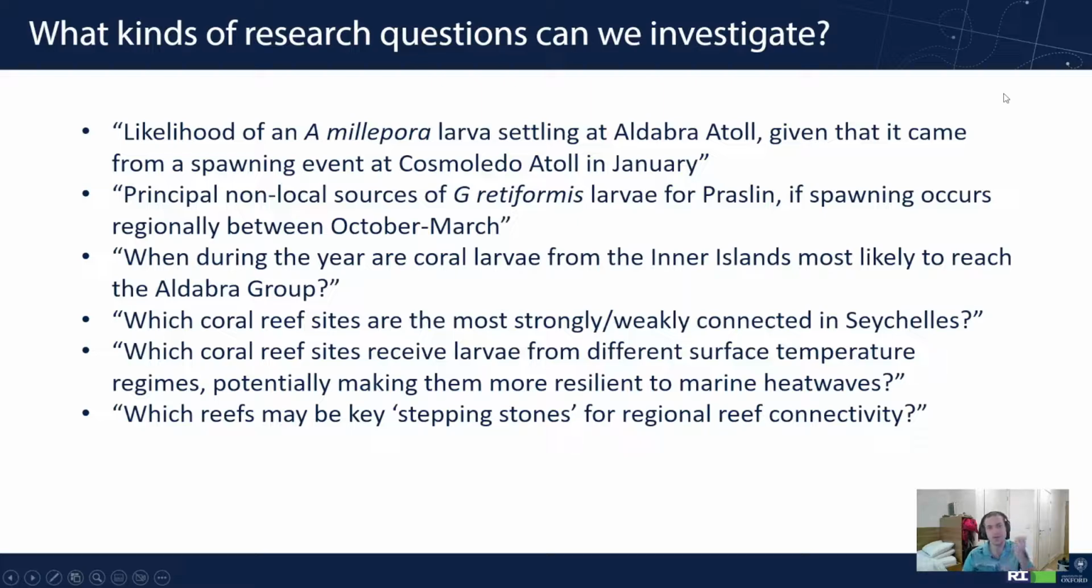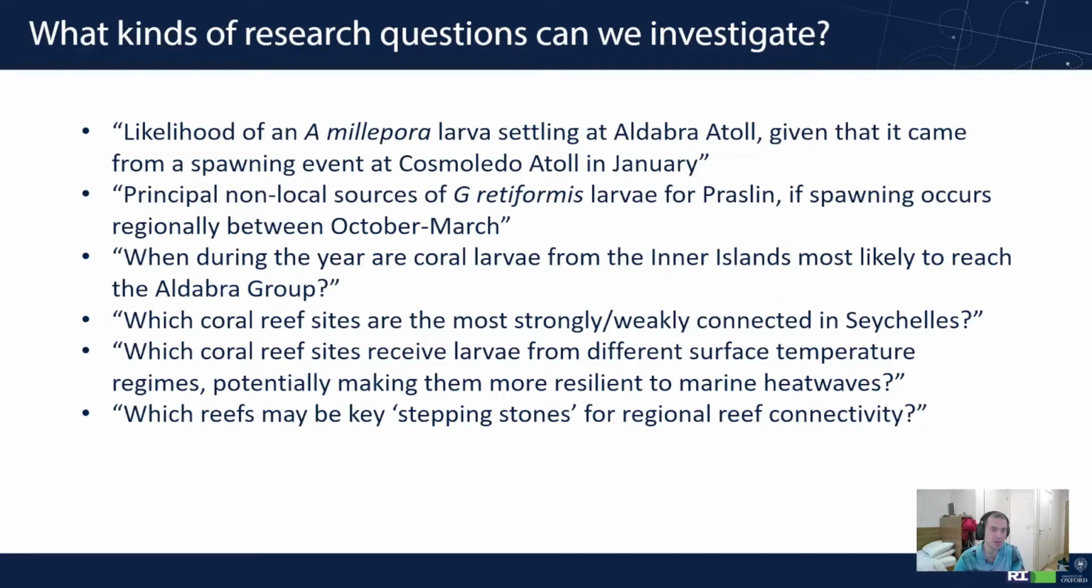So for example, maybe you're interested in corals at Cosmoledo, and you want to know where larvae from Cosmoledo are ending up, given that they spawn in, say, January. And we can predict really easily what are the most likely destinations for corals of a particular species spawning at Cosmoledo or any other source location of interest.